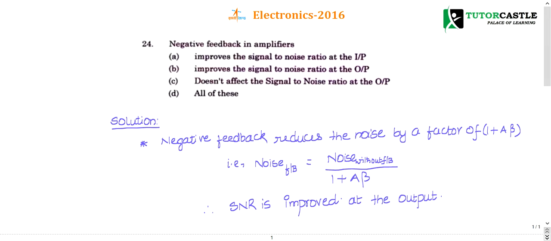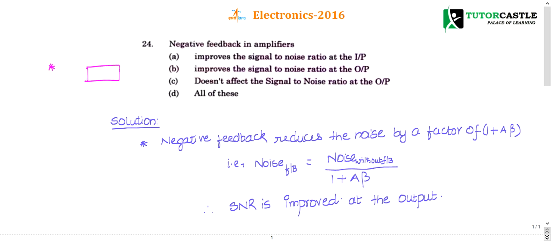Question number 24. Negative feedback in amplifiers. Option A, improves the signal to noise ratio at input. Option B, improves the signal to noise ratio at output. Option C, does not affect the signal to noise ratio at output. Option D, all of this. Now, whenever we use this negative feedback concept, I want to tell one small concept by which you can eliminate one option.